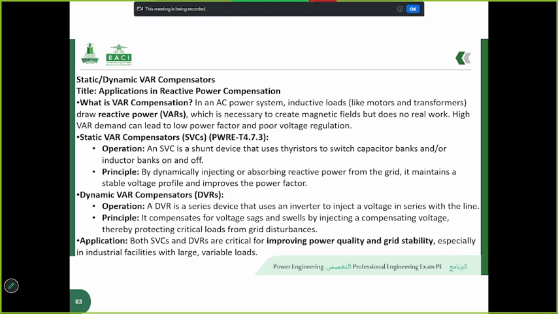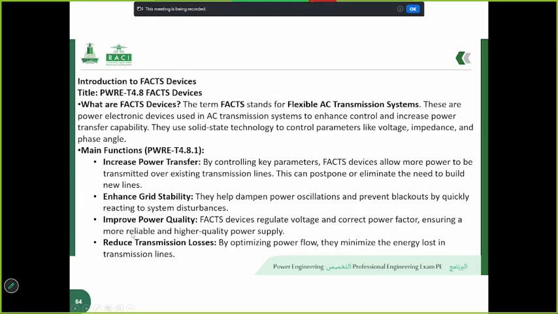Reactive power, as I told you, is necessary to create the magnetic field required by inductive loads. I already talked about SVC and DVR. In the previous slide, this one is just showing more applications.